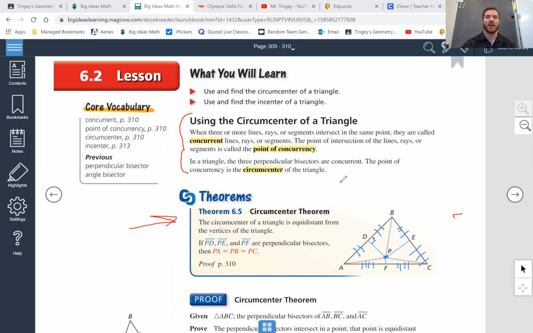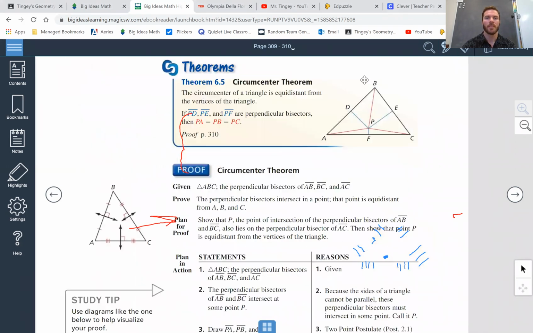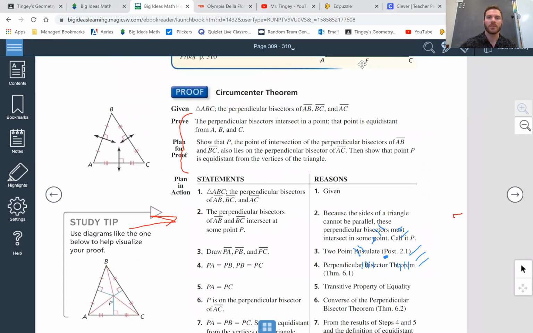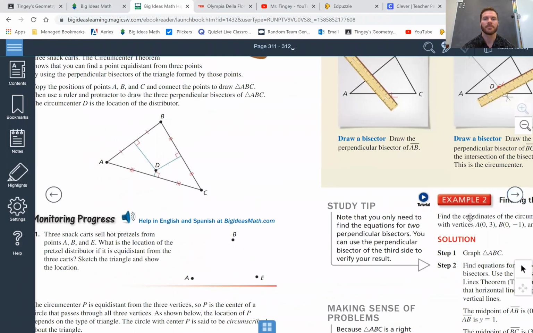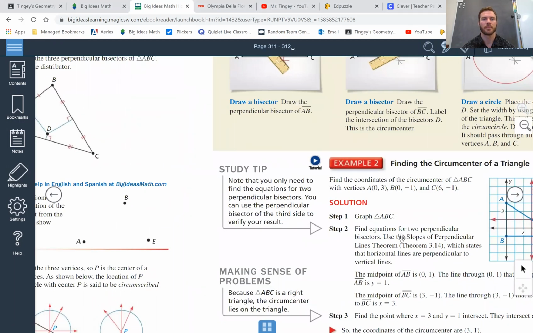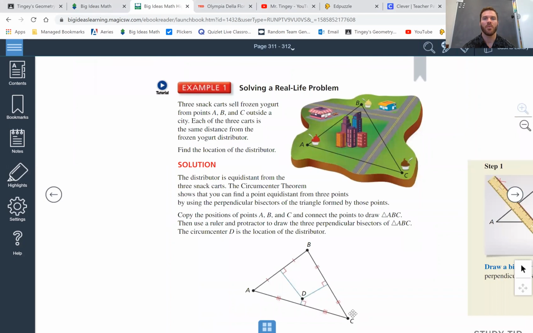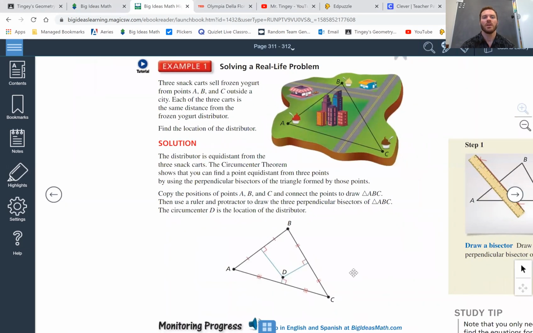I'm just going to scroll down here really quick to show you. Let me clear all the notations here. This is a proof just to prove that theorem. You can look at that one. I'm not going to ask you to put that in your notes though. On the next page, it's got example 1. Very useful.